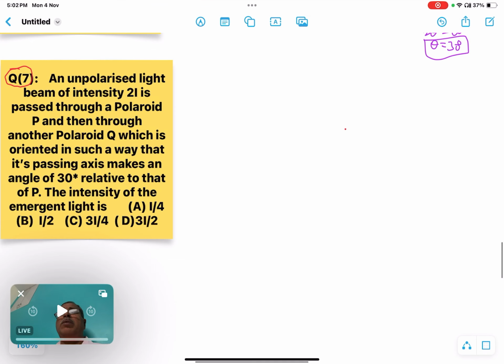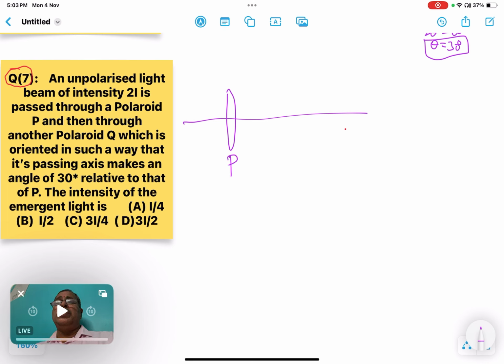Now let us discuss the last problem. An unpolarized light beam of intensity 2I is passed through a Polaroid P and then passed through another Polaroid sheet Q. P and Q are given there. This is the first, P, and the second Polaroid sheet is oriented such that its passing axis makes an angle of 30 degrees, theta equal to 30 degrees.